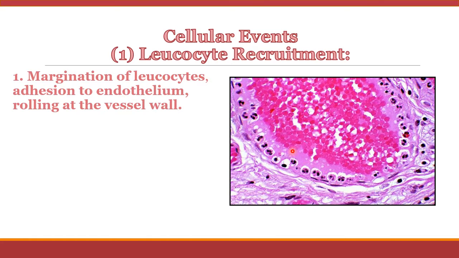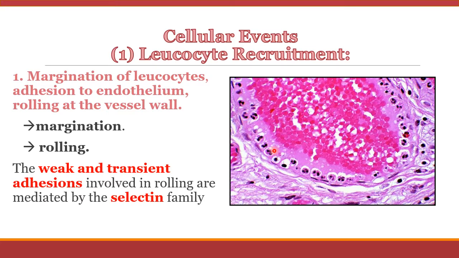After that, during this rolling process, we will see some kind of weak adhesions. These weak adhesions between the leukocytes and endothelial cells are mediated by a family of receptors called the selectin family. So selectins are a very important family of receptors that we need to remember the name of. They are responsible for the weak adhesions.